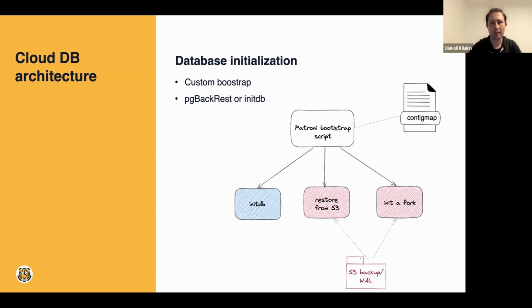By the way, we call it a service in Timescale terminology. We use it to restore a service from S3 using backups and WALs if they exist, or we use it to initialize a fork. Basically, take existing data from one service and use it to create another service. And as I said, this bootstrap script is located in a config map, so we can always change this config map when we roll out a new version of the operator and make improvements very fast.